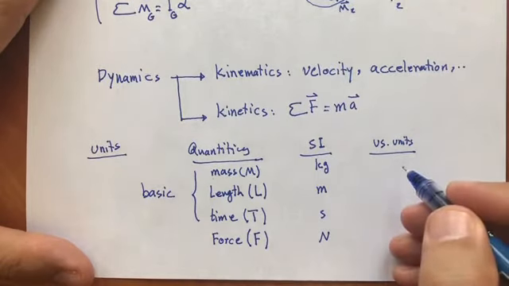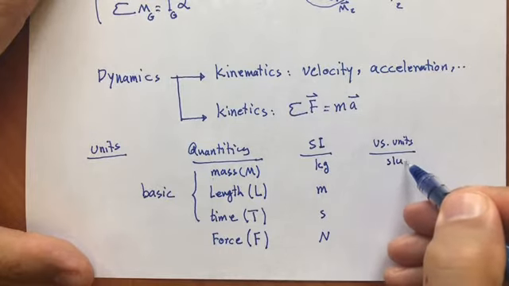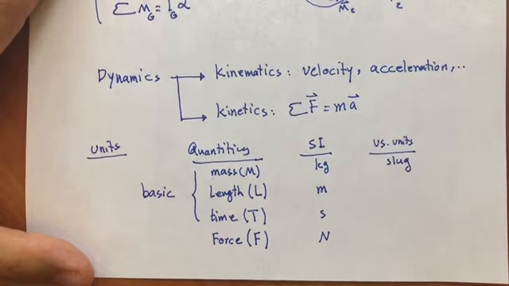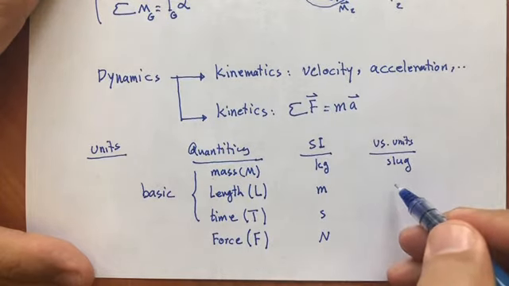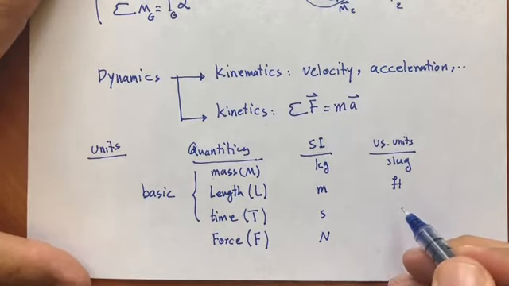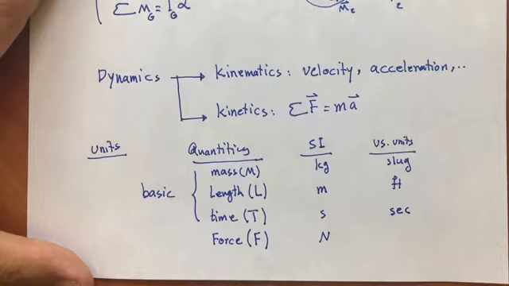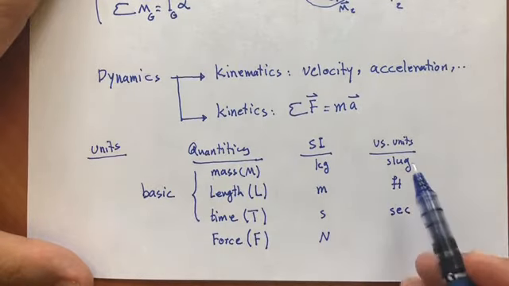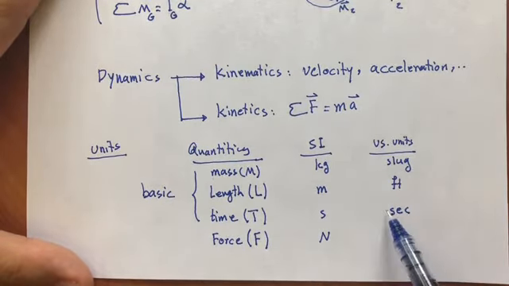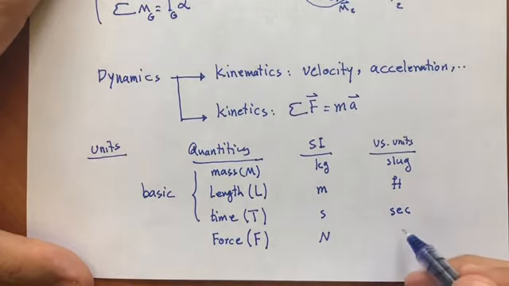For US units, for mass, which is quite unusual, we use the slug if you want to show the mass of something. For length, we use the foot, and we use the second for time, which is exactly the same thing. But whenever we are using US units, you need to use SEC. So this is a convention. If you are using US units, for seconds, just write SEC. And also for force, we use the pound.